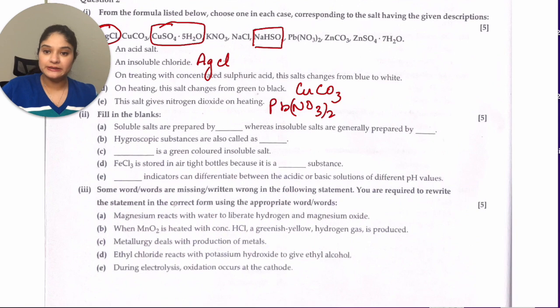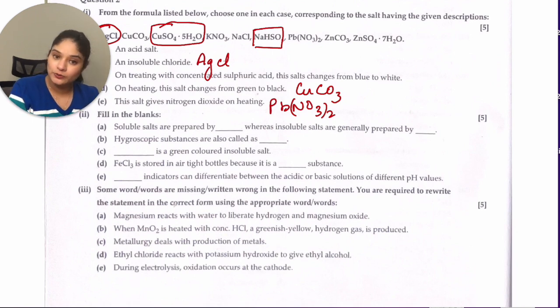Alright students, let's get started with the second part, that is fill in the blanks. So the first part says soluble salts are prepared by dash, whereas insoluble salts are prepared by dash. So soluble salts are generally prepared by neutralization reaction, whereas insoluble salts are prepared by precipitation reaction.